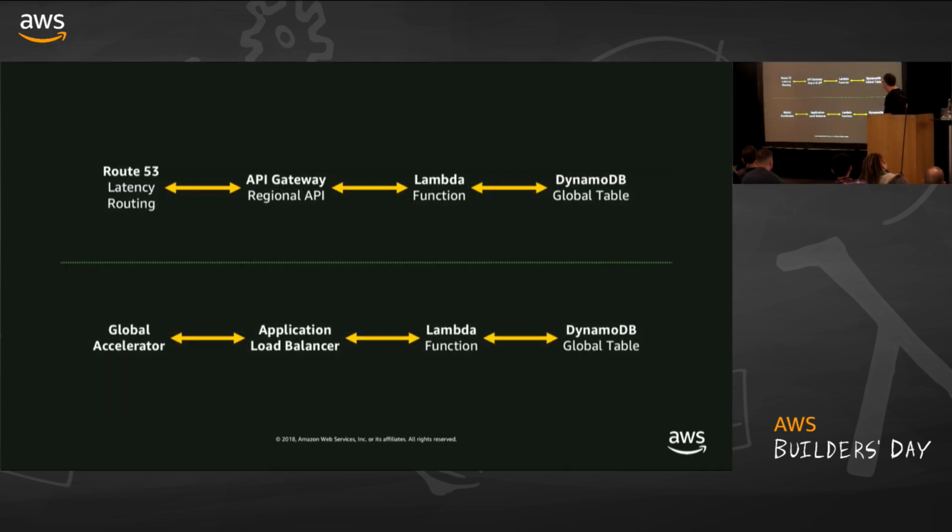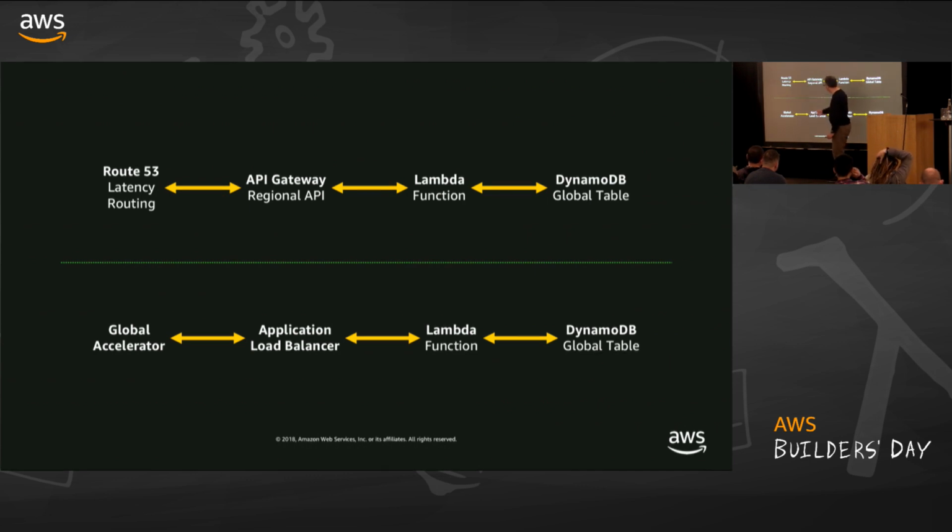So if we look at the two architectures, the difference is here. Route 53 is DNS-based. It's using the public internet to reach the API Gateway, and then everything is OK. You have lots of functionality for API management here that you don't have in the ALB. Here, you reach the closest edge location, then you use the Amazon global network to reach the region. So the network is optimized and IP-based.